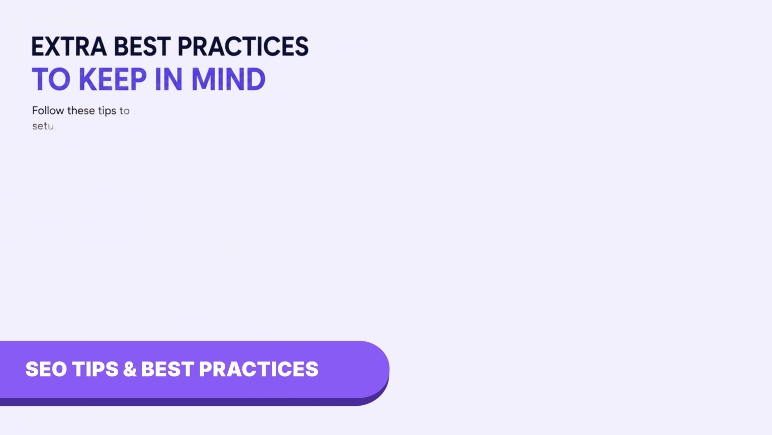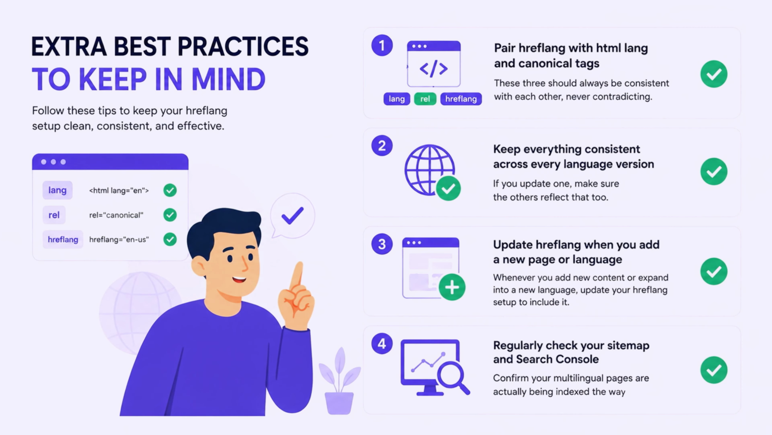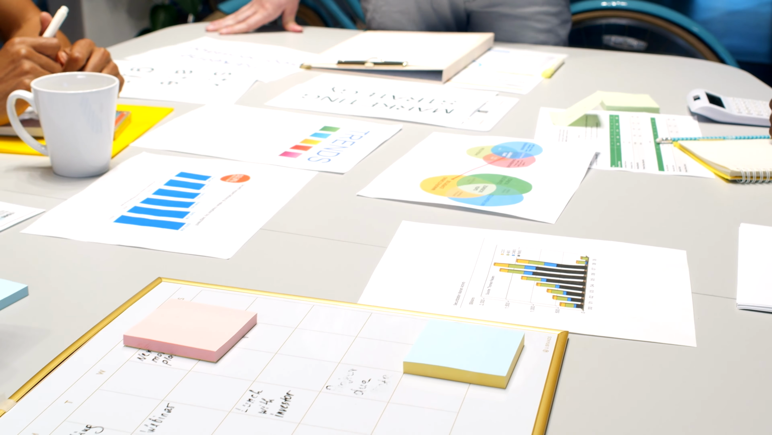SEO tips and best practices. Before we wrap up, here are a few extra best practices worth keeping in mind. Pair your Hreflang tags with the HTML lang attribute and your canonical tags. These 3 should always be consistent with each other, never contradicting. Keep everything consistent across every language version of your site. If you update one, make sure the others reflect that too. Whenever you add a new page or a new language, remember to update your Hreflang setup to include it. It's easy to forget this step when you're scaling up your content. And finally, regularly check your sitemap and Search Console to confirm your multilingual pages are actually being indexed the way you expect.